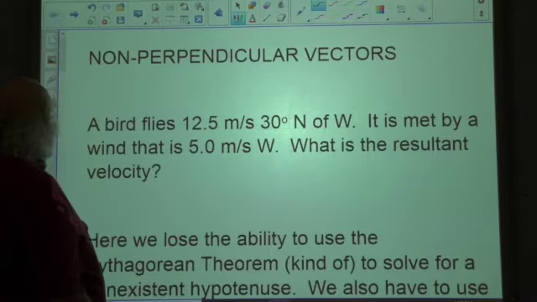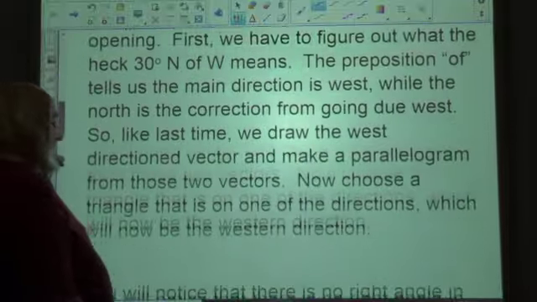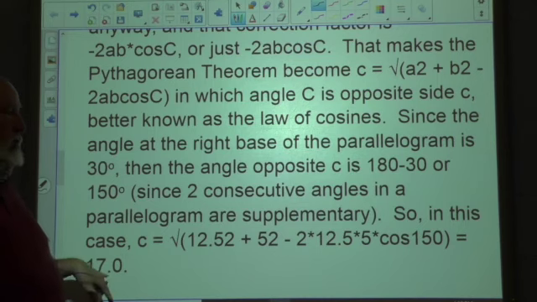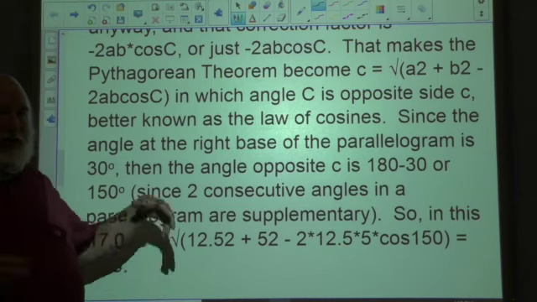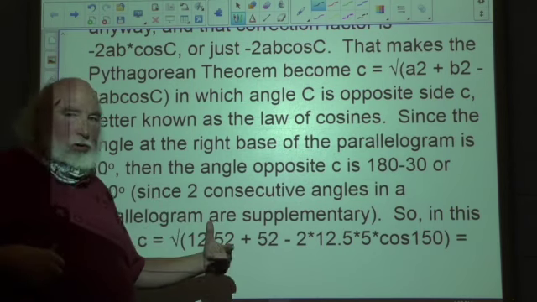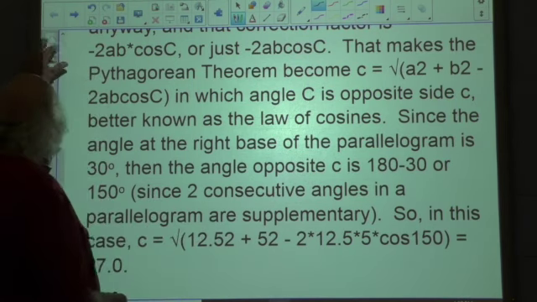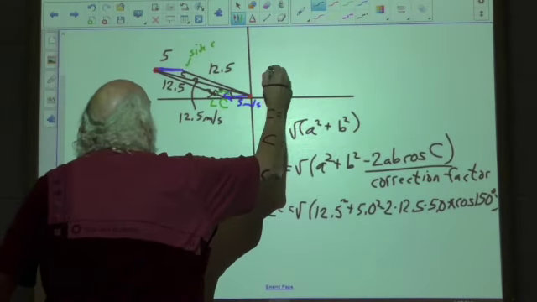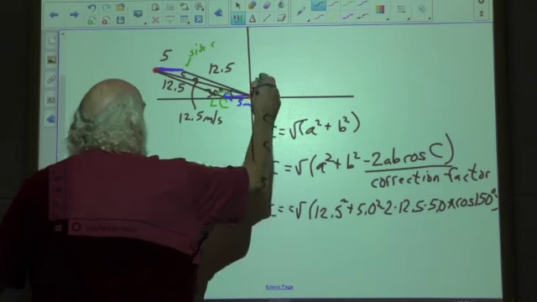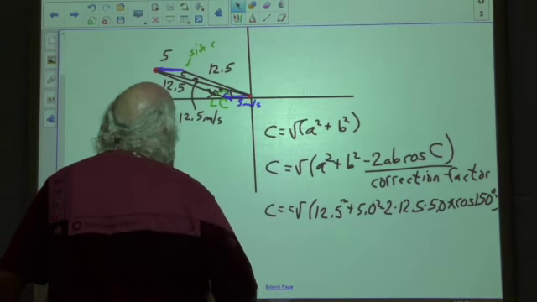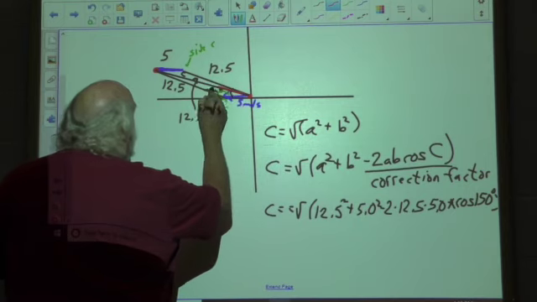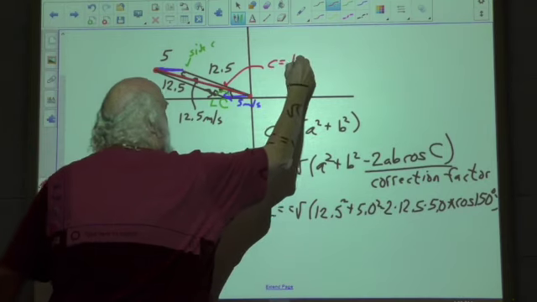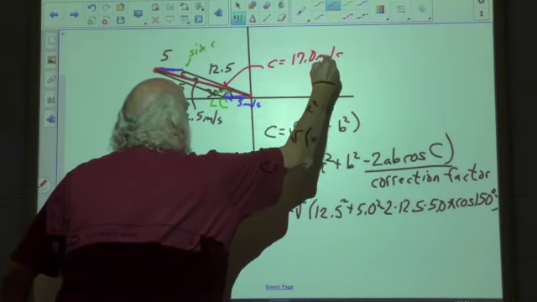Plug that into a calculator, and it turns out that we get 17.0 for that distance. That resultant vector displacement is 17.0. So this is going to be, let me put that in red, follow that along. That is the resultant, that's my C, and that's 17.0 meters per second.